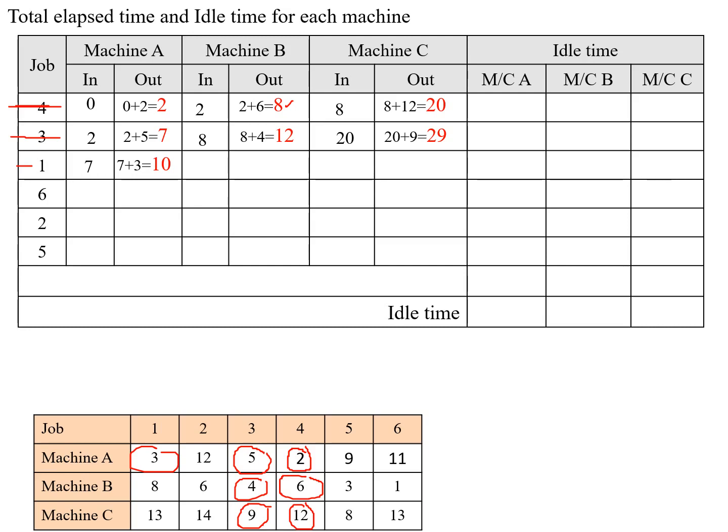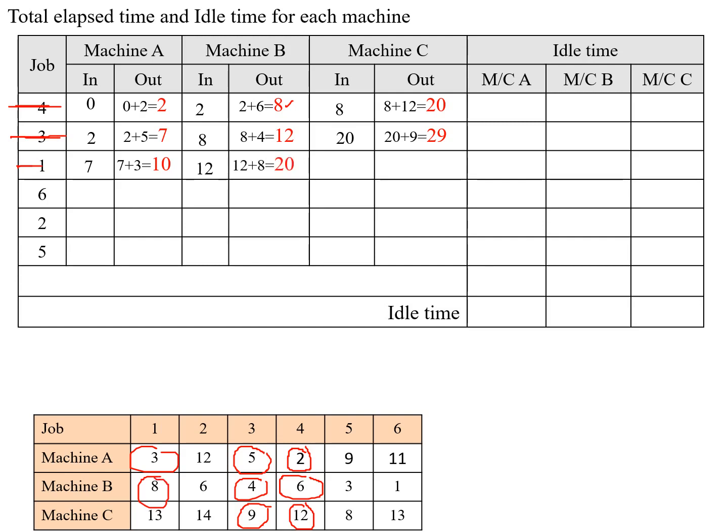So next we have to move to the machine B. See here, in time for the machine B is 12 hours. Why is it the 12? Up to the 12 hours, machine B is engaged with the third job. So it will not receive the job 1. So in time is 12 and out time is 12 plus 8, that is the 20.